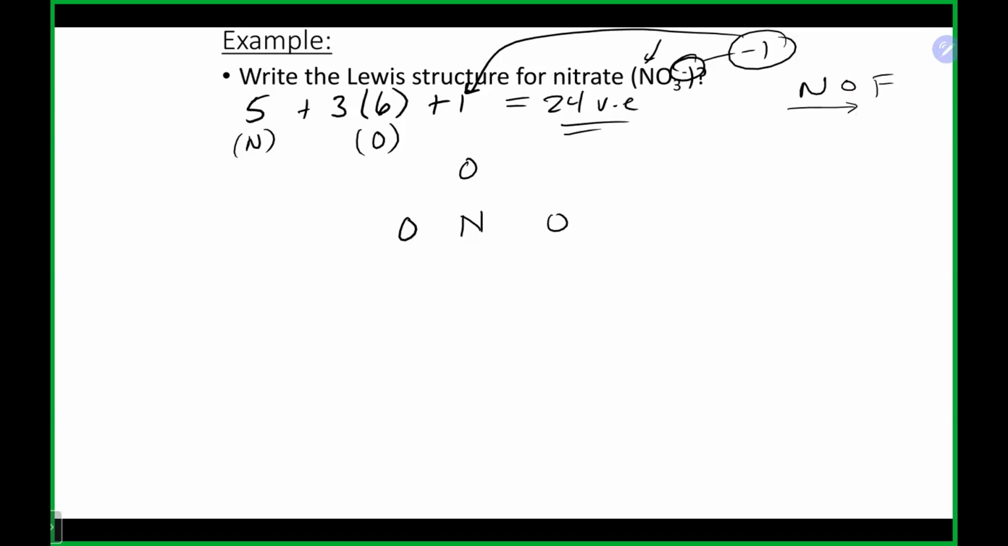We're going to follow our normal rule here, which is just a single bond from the center to the outside. And we're going to do 1, 2, and 3. That once again is going to use 6 electrons, 2 for each. So if we subtract that off, we've got 18 electrons still to go.